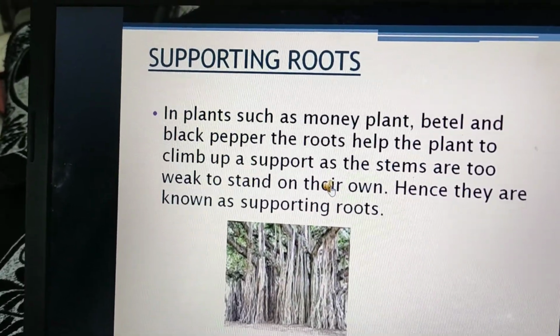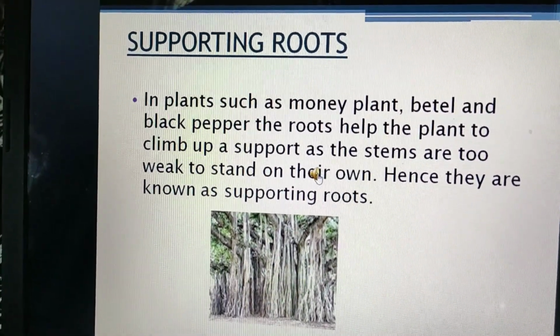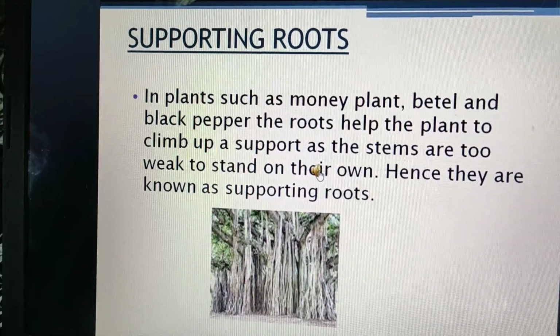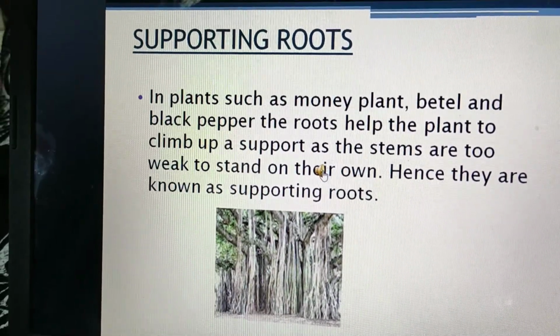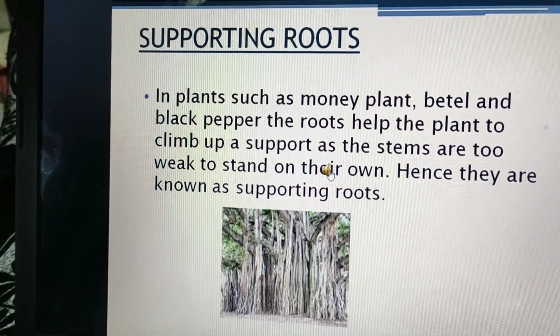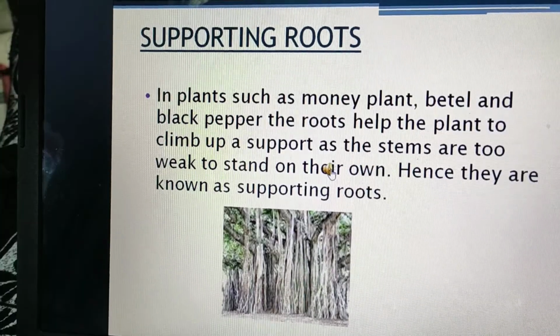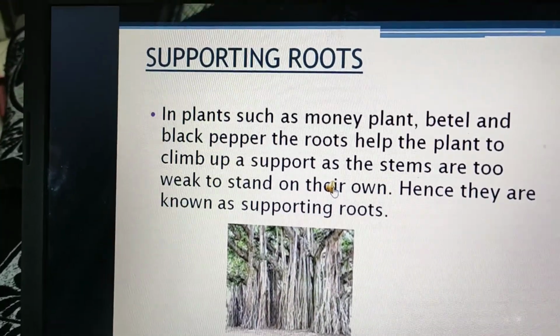In some trees like banyan tree, you can see some supporting roots which are hanging down towards the ground. These supporting roots actually help the tree to stand erect. The main root is not that strong, so these supporting roots help the plant to stand properly and balance it.